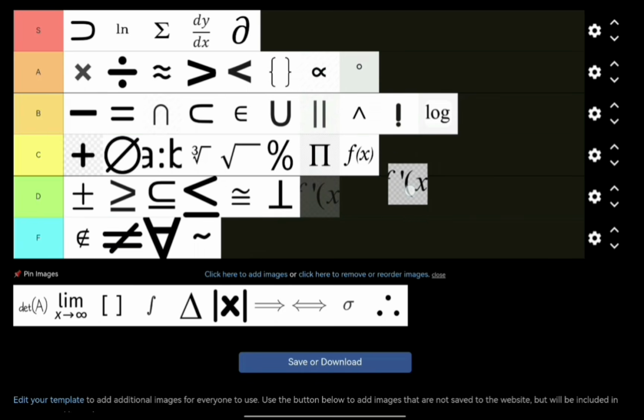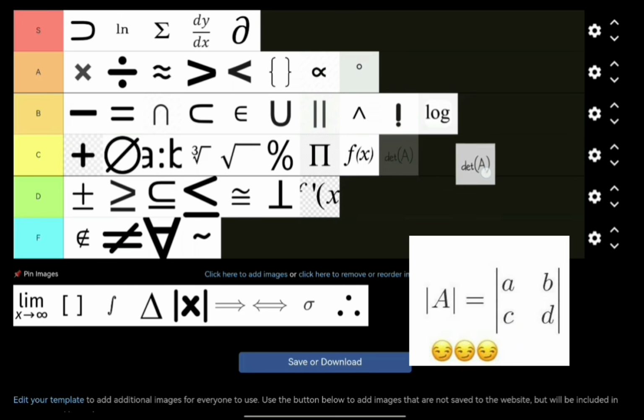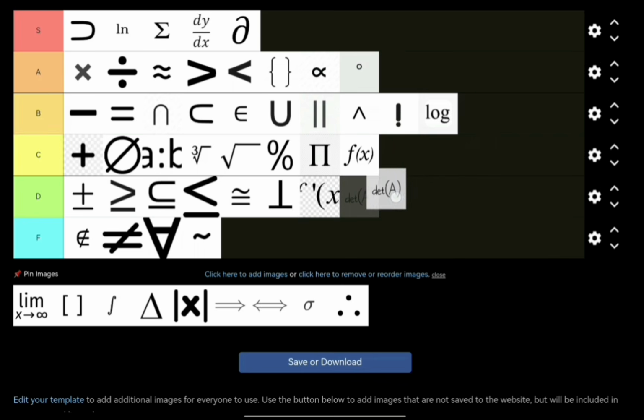F prime of x, this is like the derivative of x, f of, I can't talk. Derivative of f of x, goddamn. Anyways, this is D tier, I guess. Determinant, I don't like this determinant notation. There's a different one which I like. So because of that, this is also D tier.